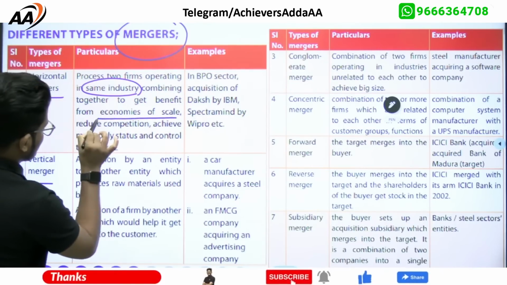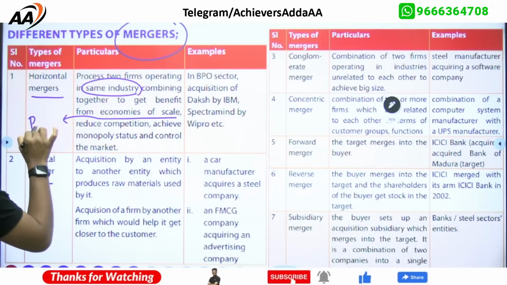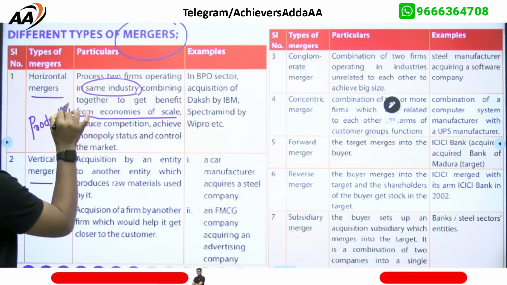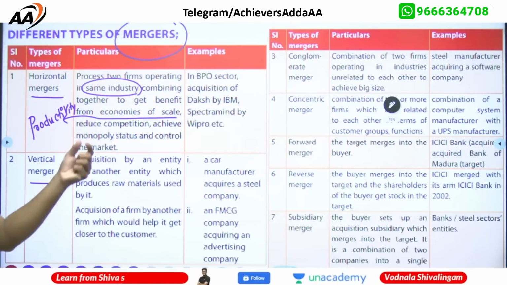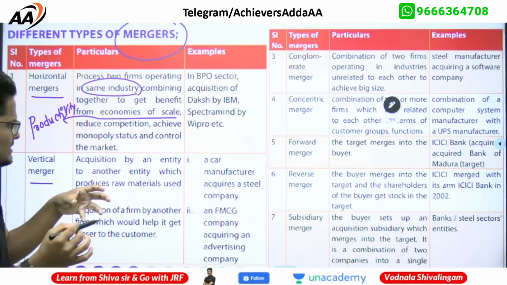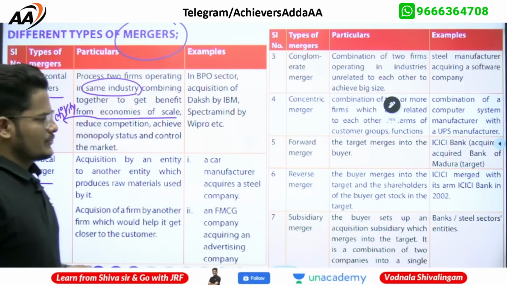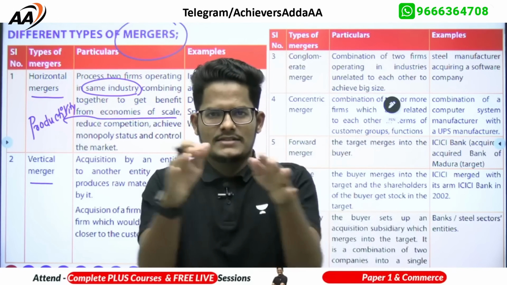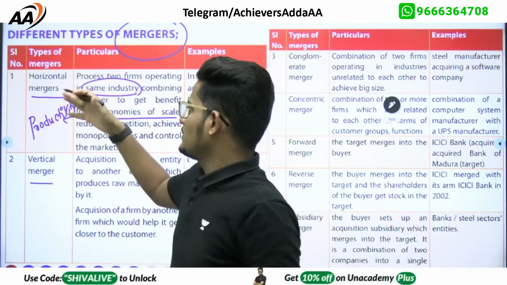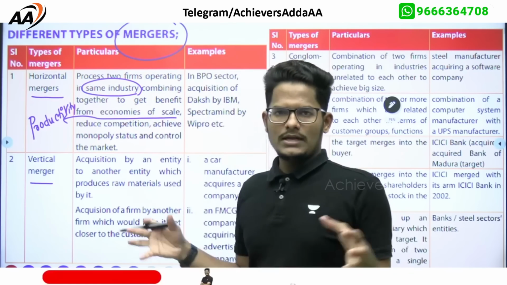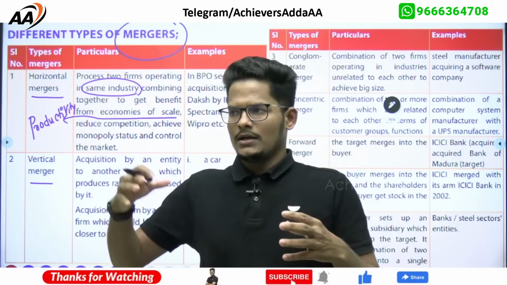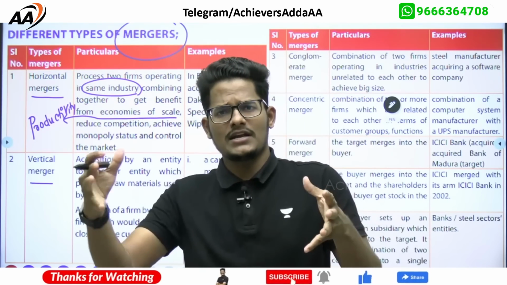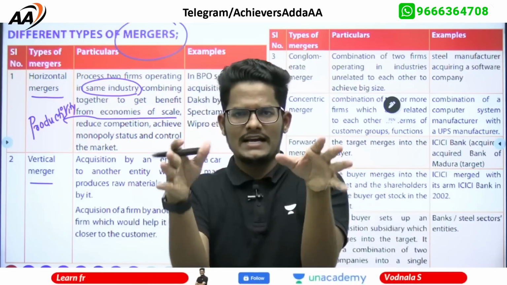Economies of scale benefit is nothing but the productivity benefit, which is quantity increasing. It means productivity benefit, reduced competition, achieving monopoly status and controlling the entire market. The best example is that companies of the same nature or same industry come together. That is a horizontal merger. Same nature of companies, like Sudhakar Pipes and Ashirwad Pipes. Both are pipes only, sanitary industries only.